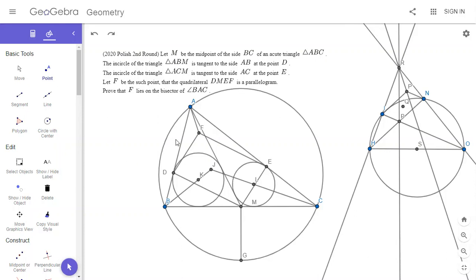We could assume that point F actually lies on the bisector of angle A. We would just need to prove that the distance from point F to AB is equal to the distance from F to AC. Well, if F does lie on the bisector, then we know that the distance from F to AB and AC are the same, right?